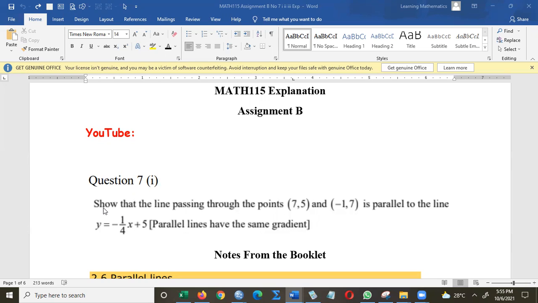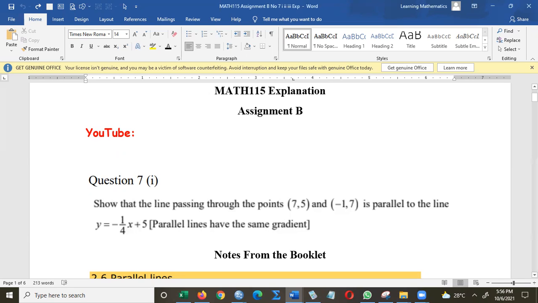Now the question said, show that the line passing through these points is parallel to that line. So they must have the same gradient. Seeing that we know this gradient already, which is negative a quarter, the gradient of the line that passes through those two points must be the same also. It must be negative a quarter. So when we calculate that gradient, we must get negative a quarter also. That's how we're going to show that the lines are parallel, by calculating a gradient here and proving that it is negative a quarter.